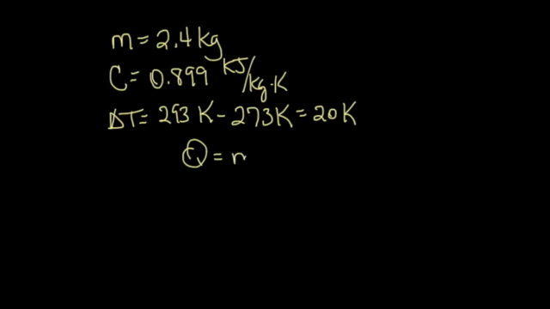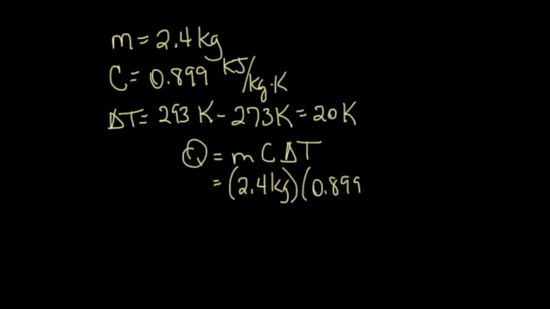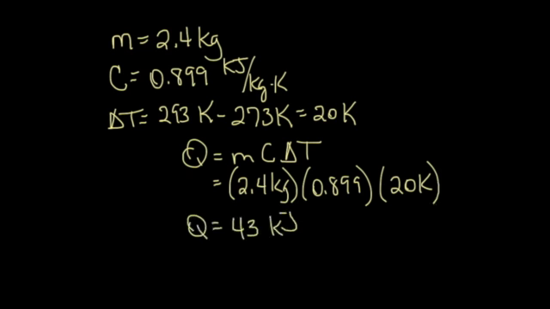Next, write down your formula, which is the heat equation, Q equals mc delta T. Now plug the values in that we know. Put all of that into your handy dandy calculator and you get an answer of 43 kilojoules. Don't forget to box your answer.